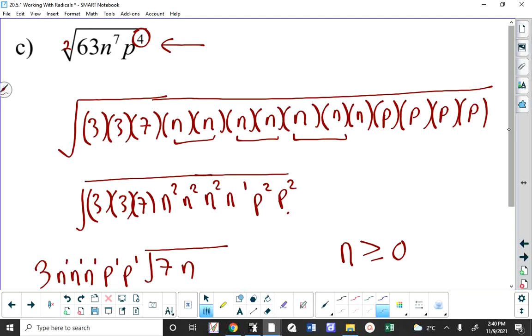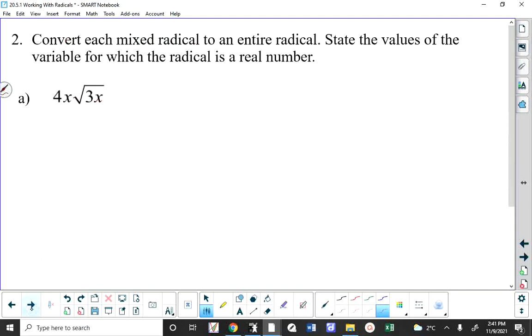And again, it has nothing to do with the fact that you have nothing left here. Sometimes you might have some things left here even though p was an even number or raised to an even number. So that's it. N is greater than or equal to 0.